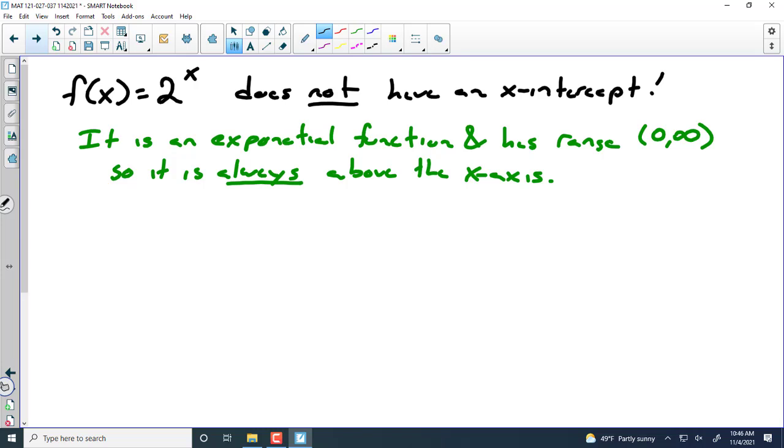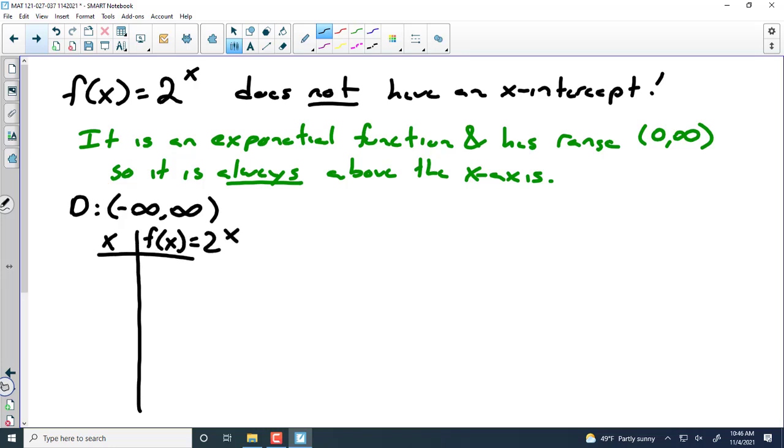And if you wanted to get some points on this graph, because the domain is negative infinity to infinity, you could plug in anything you wanted. And what would be some good numbers to plug into this when we can plug in anything we want? What have we been using? Negative 2, negative 1, 0, 1, and 2. Very good, yes.